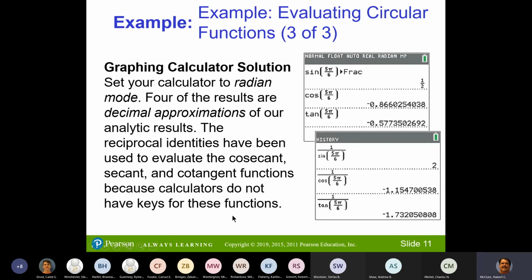Give everybody another few seconds to write that down. Remember, when it's in the calculator, it's approximate. When it's radical, it's exact. So if the directions ask for exact, you do the radical. If it asks for approximate, you do the calculator.